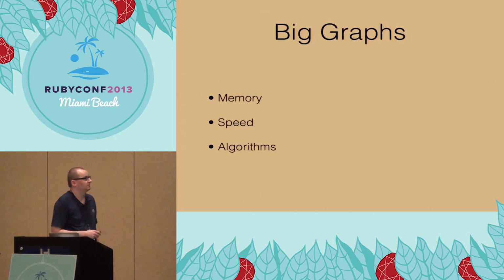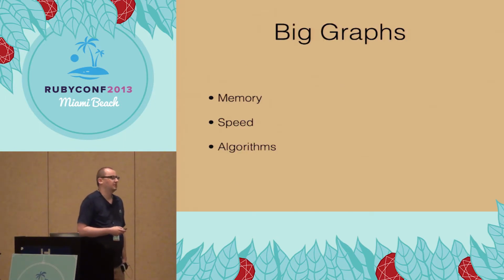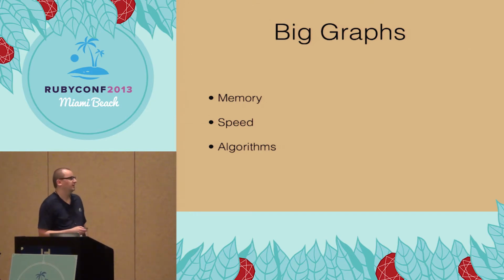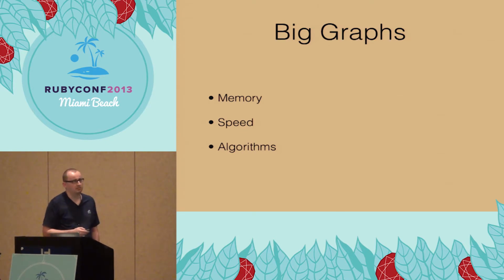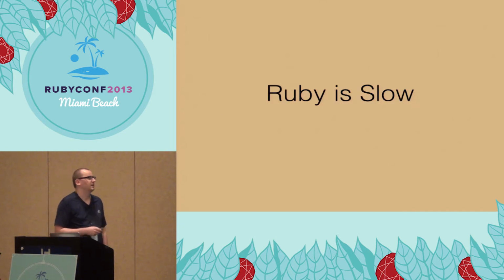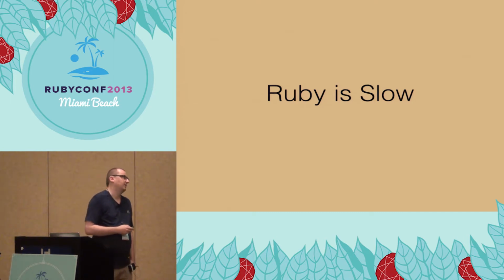OK, so what are the problems? If you're addressing big graph or big data problems, what do you need? You need a lot of memory. You need speed and the right algorithms, right? And when you think about big data problems and big graph problems, usually you're going to face this: Ruby is slow, right? I think everyone has faced this kind of question in our professional life.